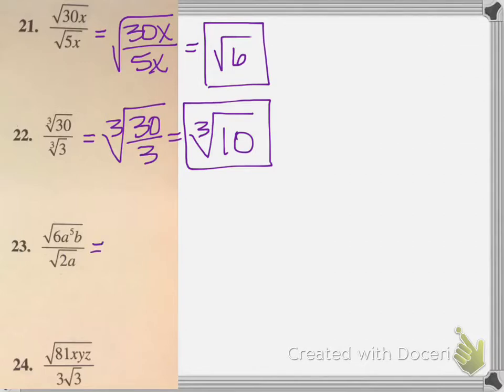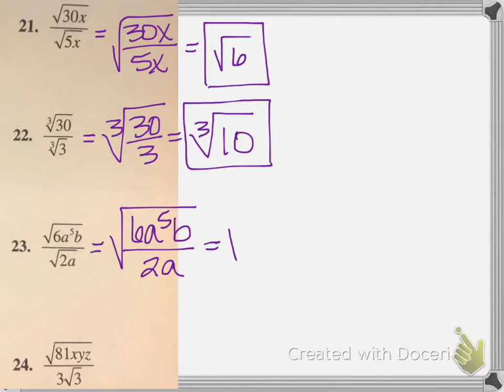Now let's look at the third one down here, 23. I have the square root of 6a to the 5th b over the square root of 2a. Now again, they're both square roots, so I can write them as 1. And I know that 6 over 2 simplifies to 3. a to the 5th over a simplifies to a to the 4th. And b doesn't simplify with anything, so it's just going to stay b. So all of that is underneath our radical sign.